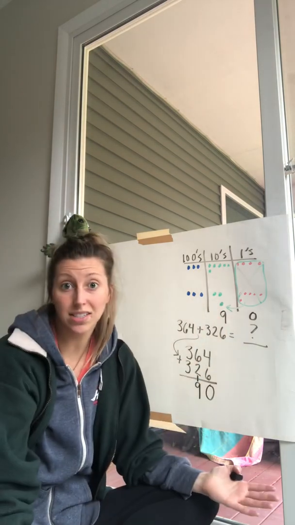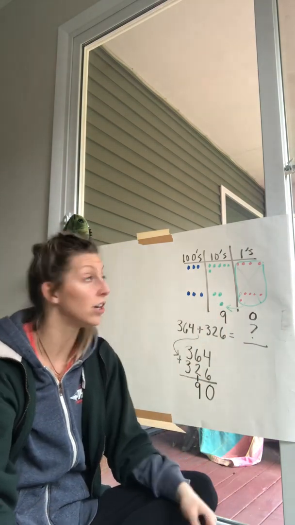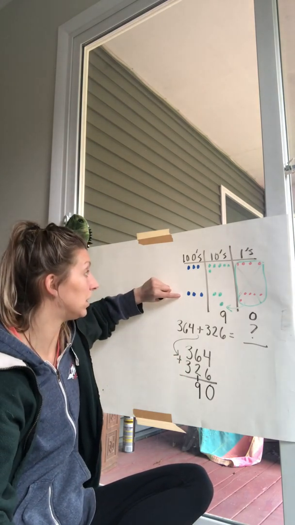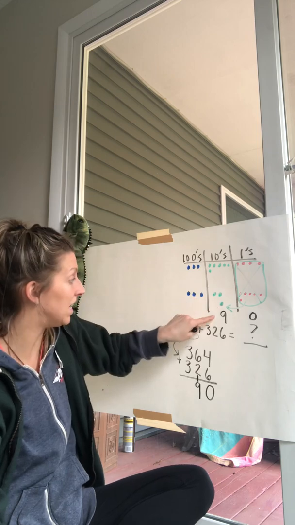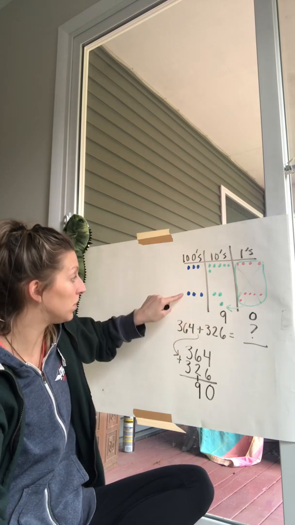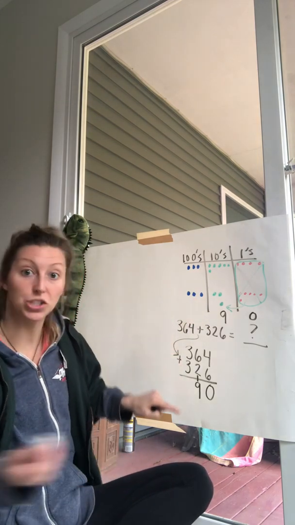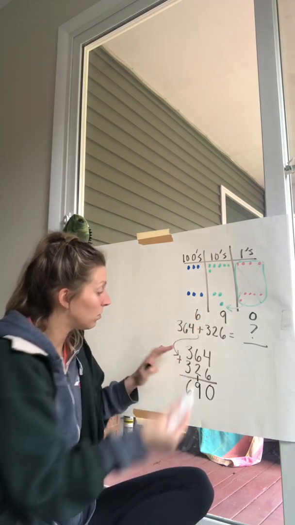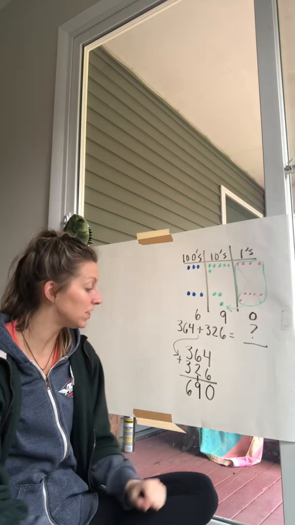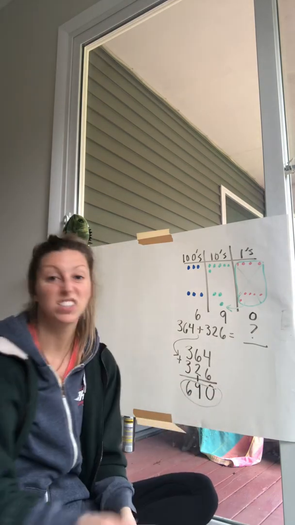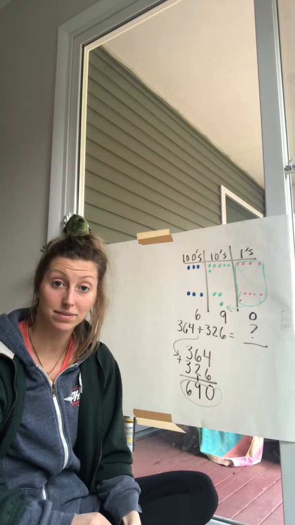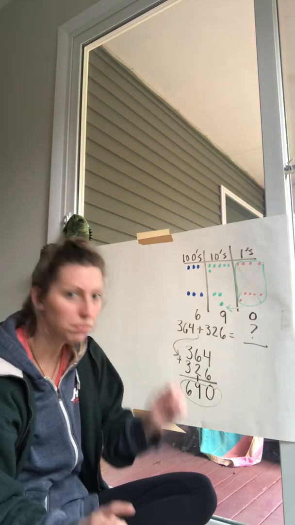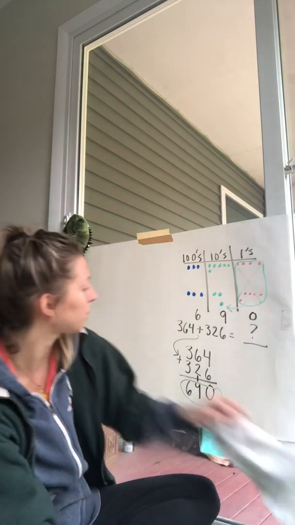Now all that's left is you have to add the hundreds together. So you have 3 hundreds up here, 3 hundreds down here. Okay, we didn't have to add any from there. So we have 3 plus 3, which is 6. So all together, what is 364 plus 326? 690. Okay, awesome.